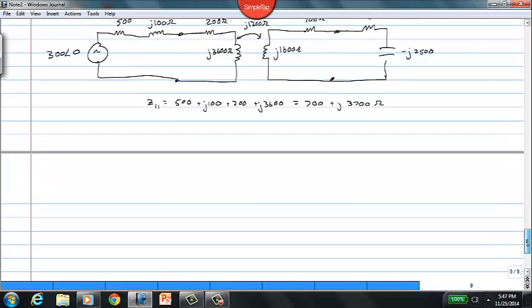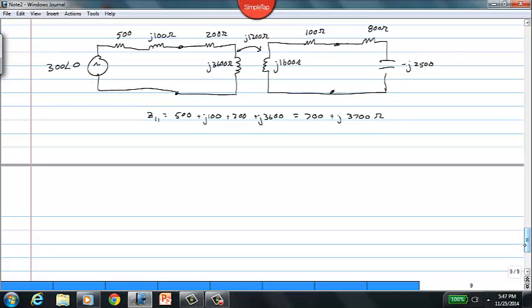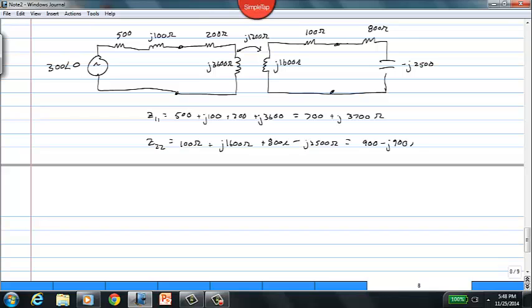Next, we want to calculate the self-impedance of the secondary. So that's Z22. That's just going to be 100 ohms plus j1600 ohms plus 800 ohms minus j2500. And that's going to give us a self-impedance of the secondary circuit of 900 minus j900 ohms.